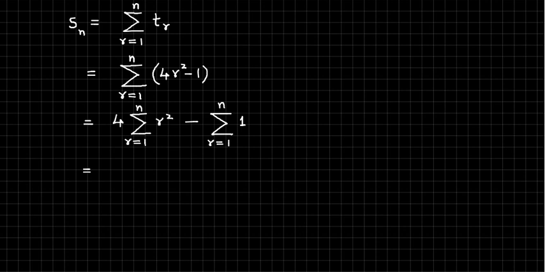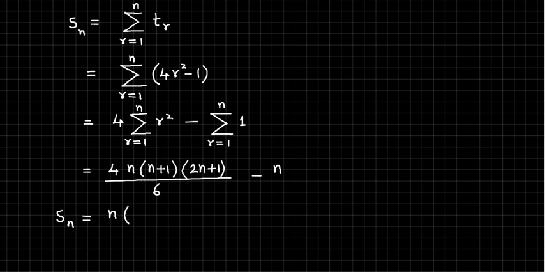Writing the formula for the summation of r square, we have n into n plus 1 into 2n plus 1 whole upon 6, minus the summation of 1 done n times, which is simply n. On cross multiplying and simplifying, finally we get the answer Sn as n into 4n square plus 6n minus 1, whole divided by 3. So this is the final answer.